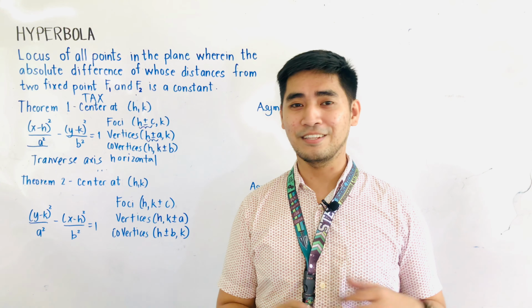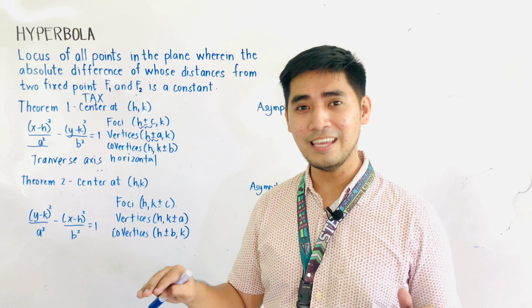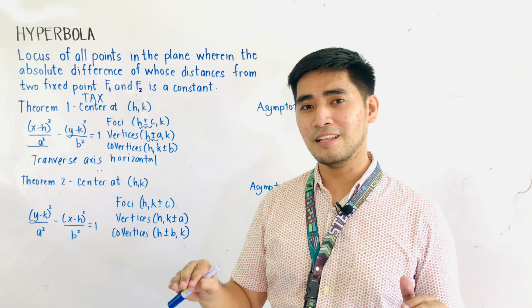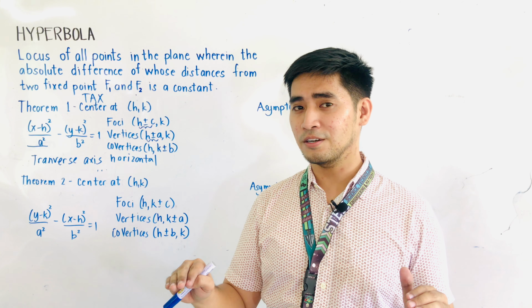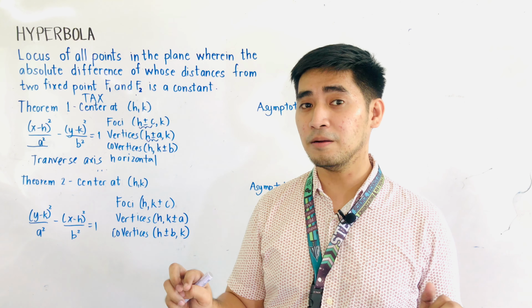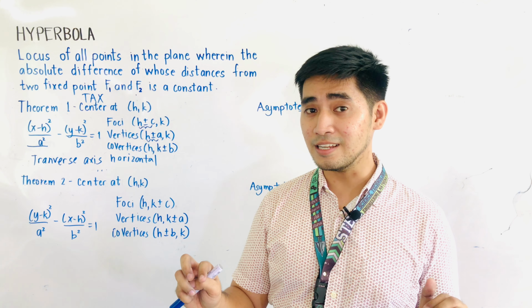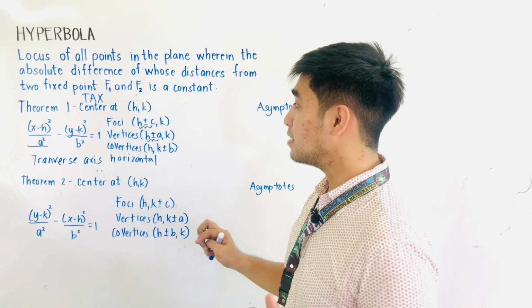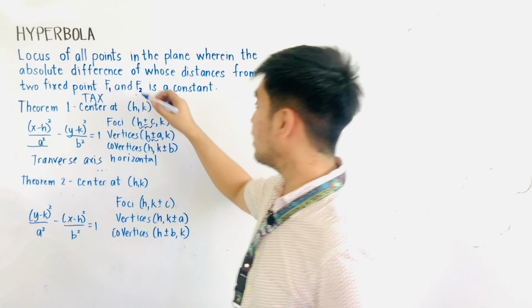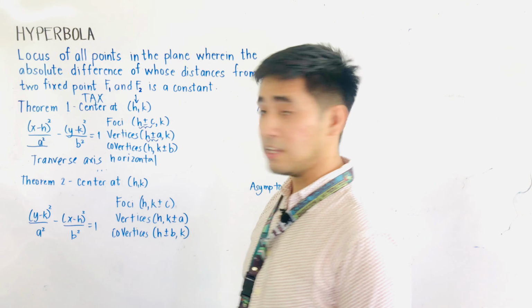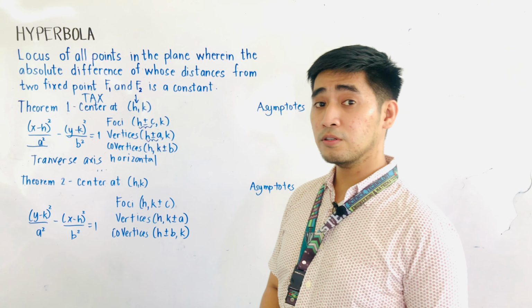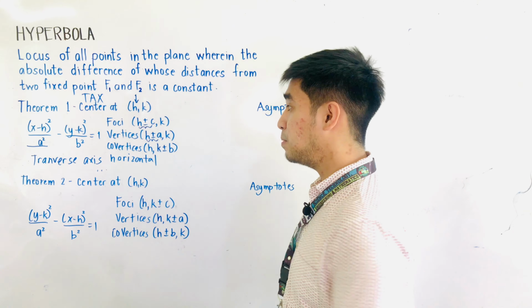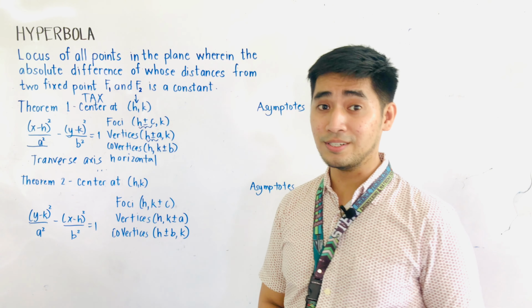So, if that is transverse axis horizontal, we could find the vertices and the foci on the horizontal. Since the center is not anymore located at the origin, we will be adding the variables a and c to the x-coordinate of the center. And the x-coordinate of the center is h. Therefore, the foci will contain the variable c, and it becomes (h plus minus c, k).